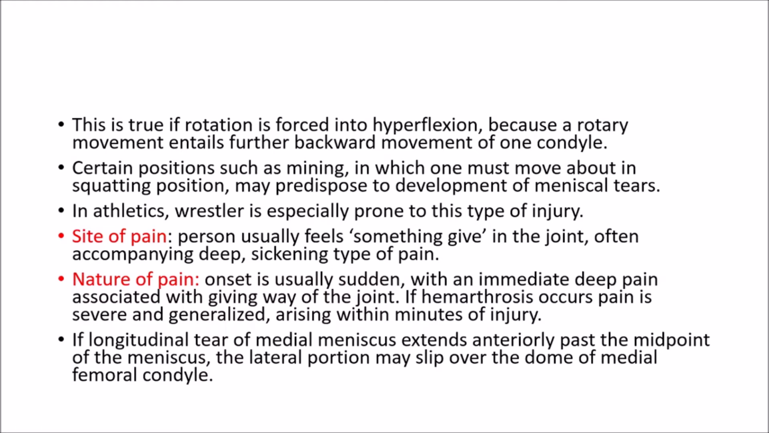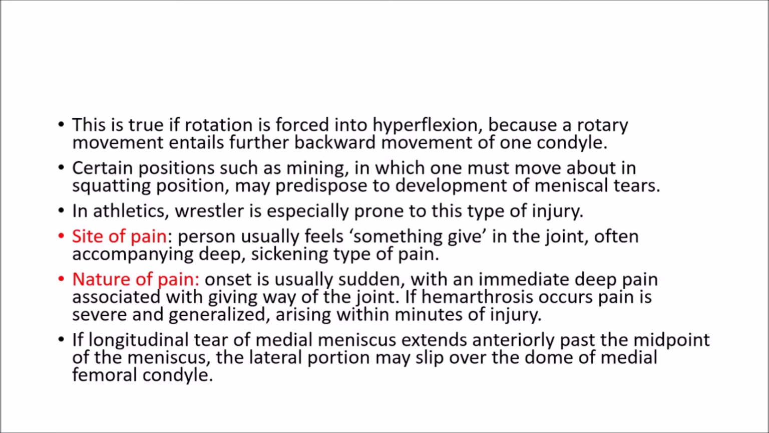Next is the site of pain. The person usually feels something give in the joint, often accompanying a deep and sickening type of pain. Next is the nature of pain. Onset is usually sudden, with an immediate deep pain associated with the giving way of the joint. If hemarthrosis occurs, pain is severe and generalized, arising within minutes of the injury.